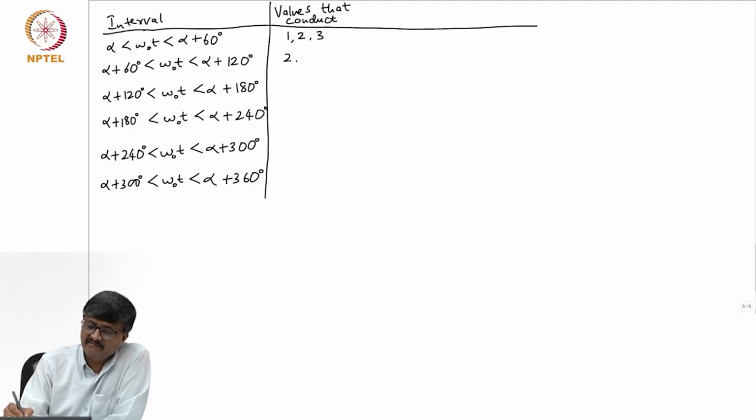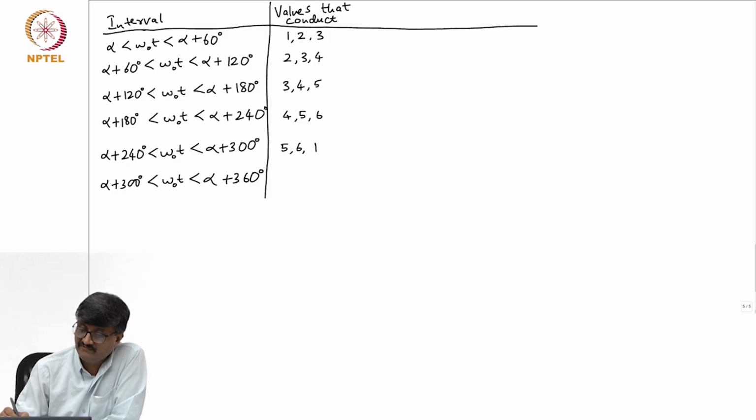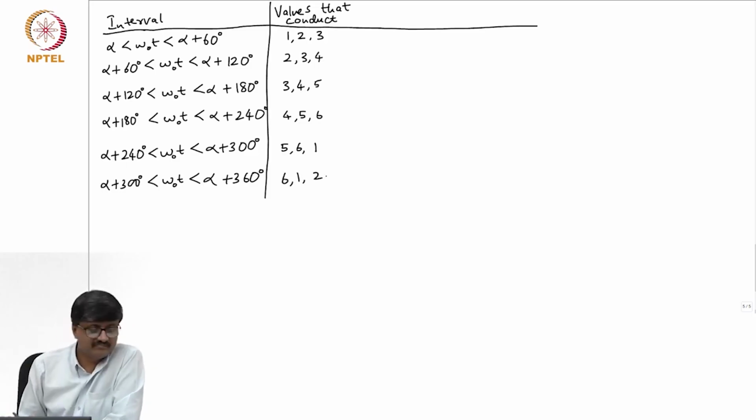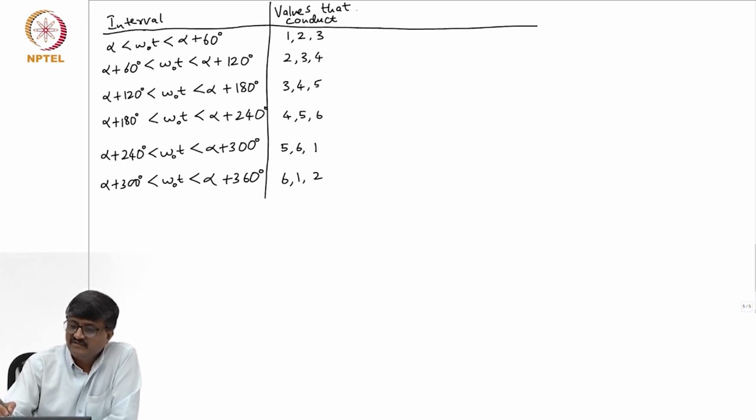In the second interval, 2, 3, 4. So in the second interval, actually 1 has stopped conducting and 4 has started conducting. Then 3, 4, 5. 4, 5, 6. Sorry, 5, 6, 1. 6, 1, 2. Then the cycle repeats.